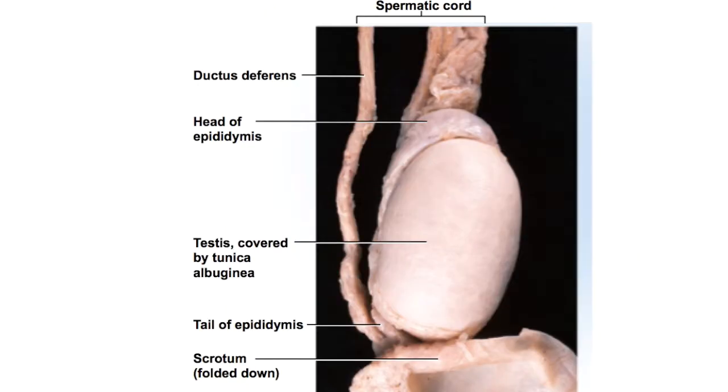So here is a larger picture of the actual anatomy, gross anatomy. Remember what I said, gross just means large, so you can see it with your eyes instead of using a microscope. So here you have the testes, and they're actually covered with something called the tunica albuginea.